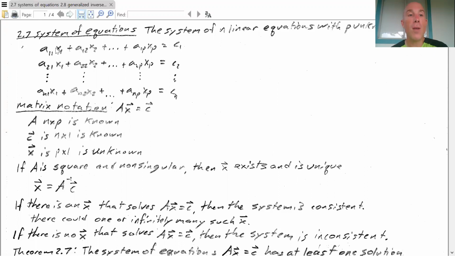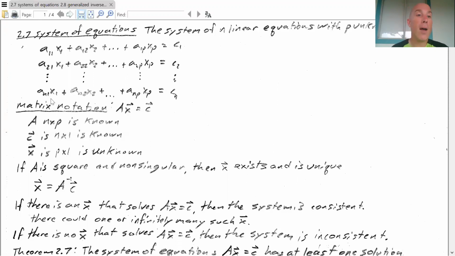first equation. I have A11 is the first coefficient of the first equation. So subscript 1 tells me it's the first equation. Then the 1 tells me it's the first unknown. Then A12, first equation, second unknown. A13 is first equation, third unknown. Down to A1p, first equation, pth unknown.